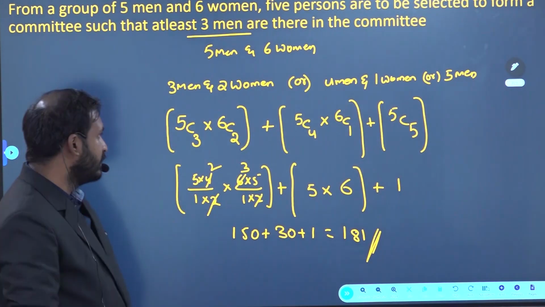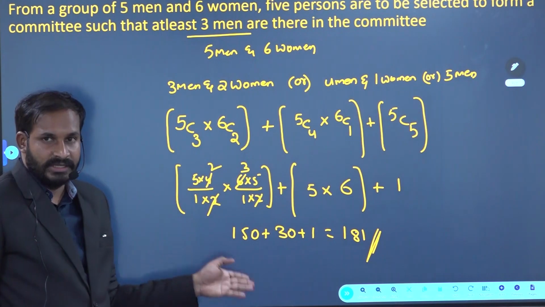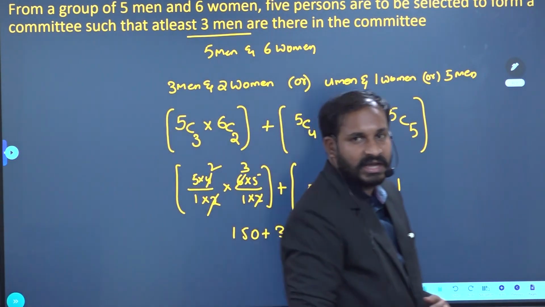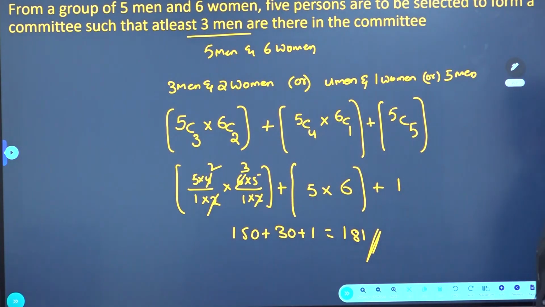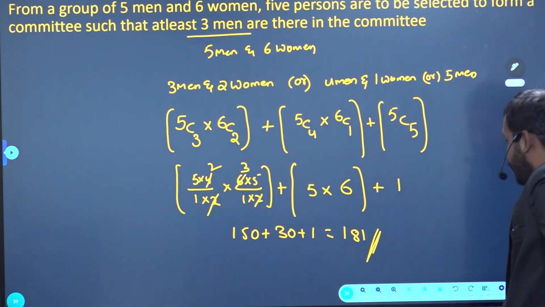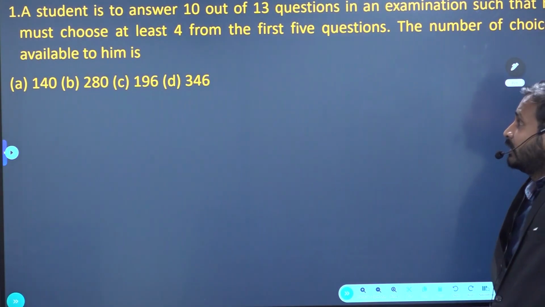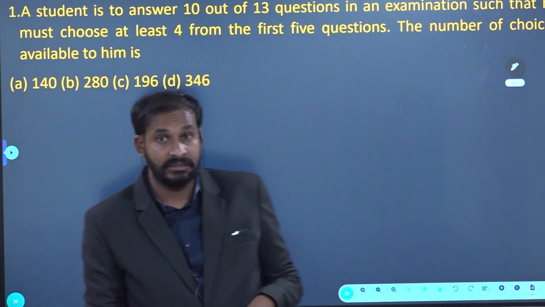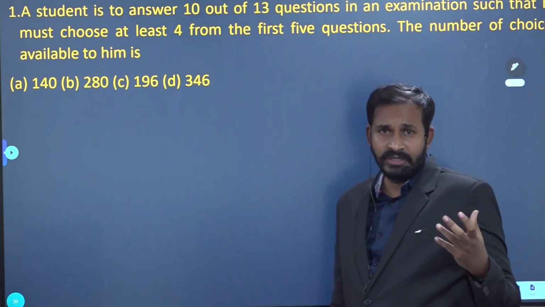At least 3 men. I hope everyone understood this one, why I am writing this. If you know the shortcuts, these 5C3s and all those things, you will get the answer very quickly, students. If not, it will take a lot of time to solve the problem. Okay. Right, next one. Now we will see some problems based on permutations and combinations.